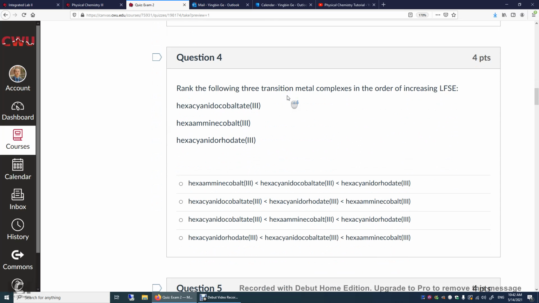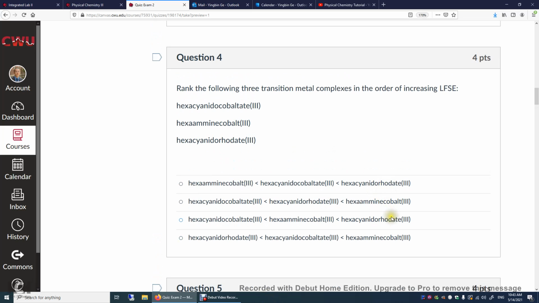Question number 4. Rank the following transition metal complexes in the order of increasing LFSE. So first, let's look at the ligands. Cyanyl, amine, cyanyl. So cyanyl wins. And then look at the transition metal. Cobalt is 3D, rhodium is 4D, so rhodium wins. So this hexacyanyl rhodate has the largest LFSE, followed by this cyanyl cobaltate.